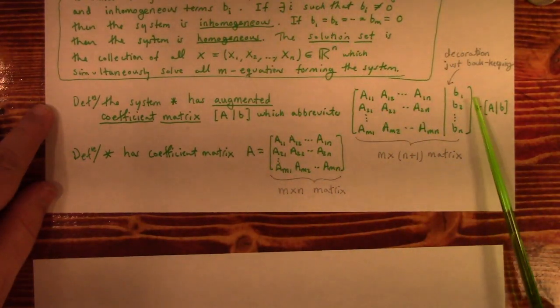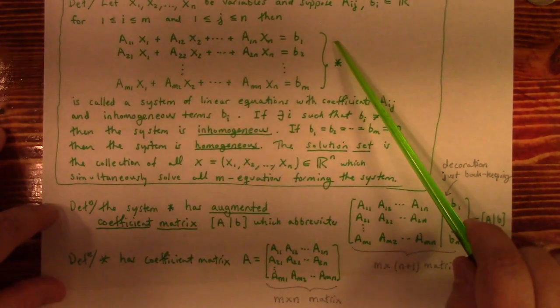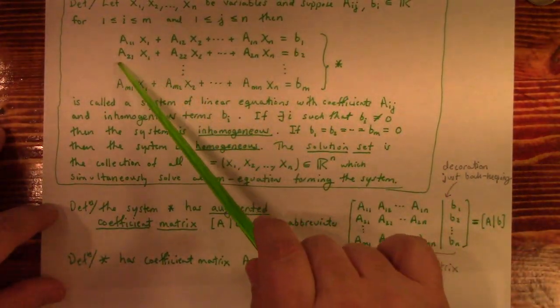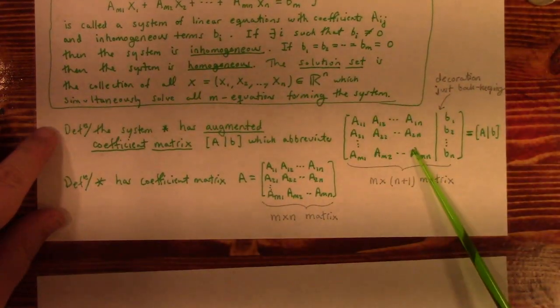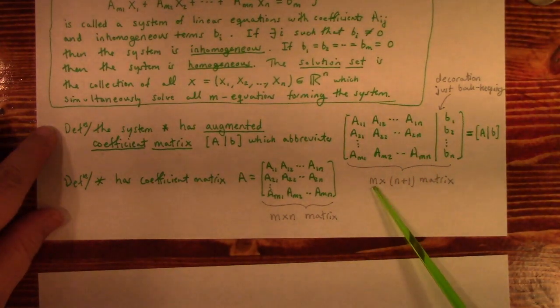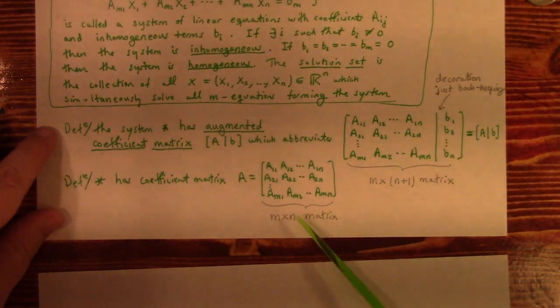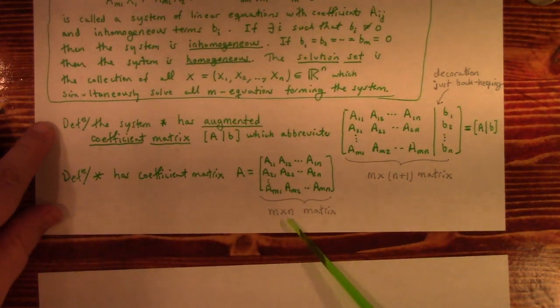Since it doesn't give us joy to write all the variables out every time, we're going to learn that we can replace the star system, which I had up here, with instead just the numbers, the coefficients that form the system. That's the so-called augmented coefficient matrix. This is an m by n plus 1 matrix. When we talk about an m by n matrix, that means it's got m rows and n columns.